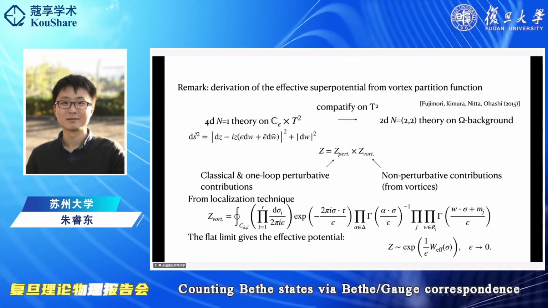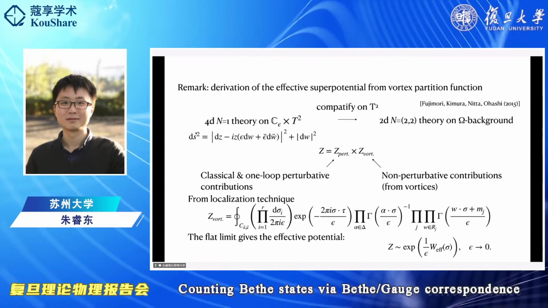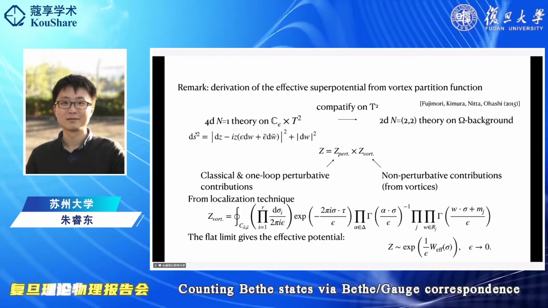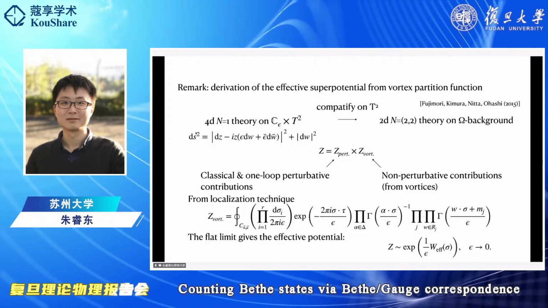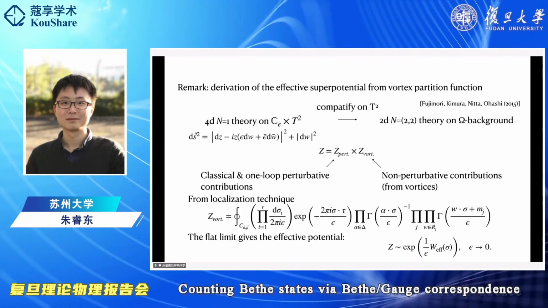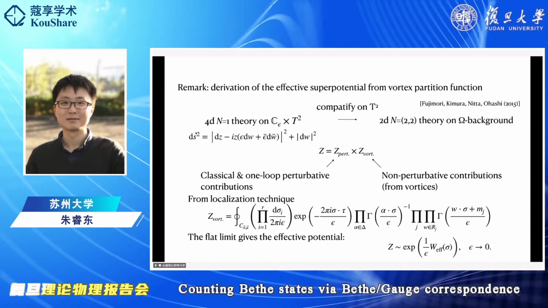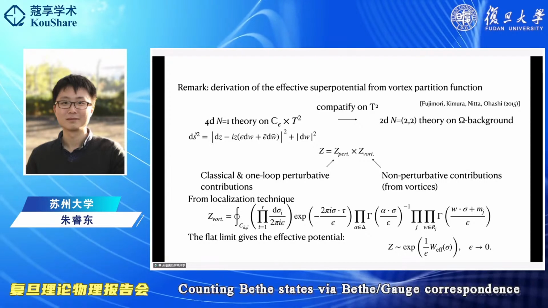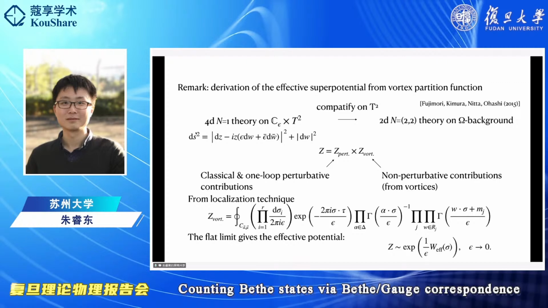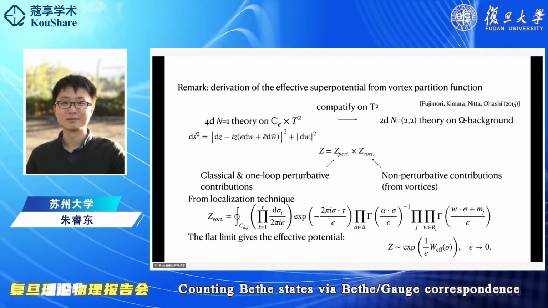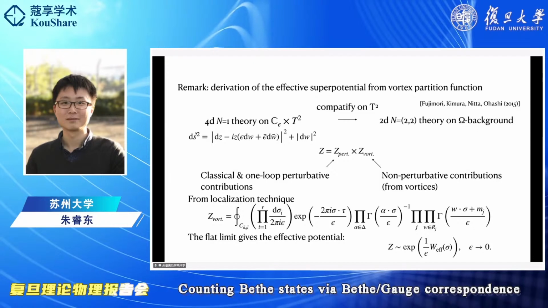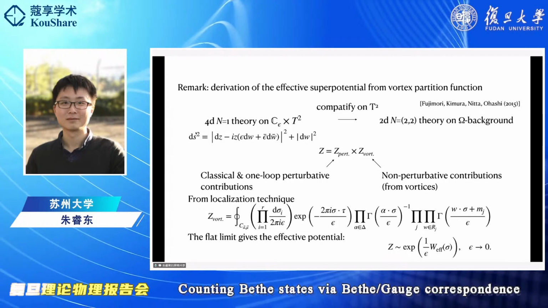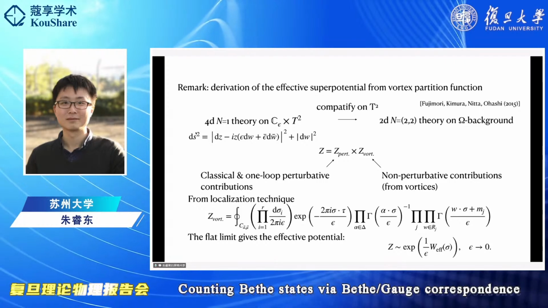Let me tell you how to derive this effective superpotential as an example. We know how to do the localization computation for 4D N=1 supersymmetric theories very well. So we can put this theory on C times a torus, this kind of background. If we take this torus to be very small, we get a 2D theory. This theory will be defined on a so-called Omega background, where we are actually twisting the space a little bit. This is not an important technical point.